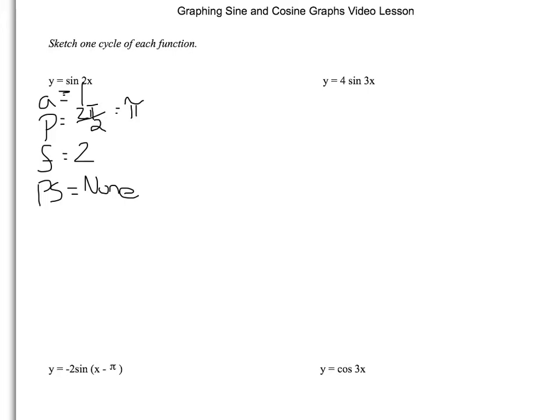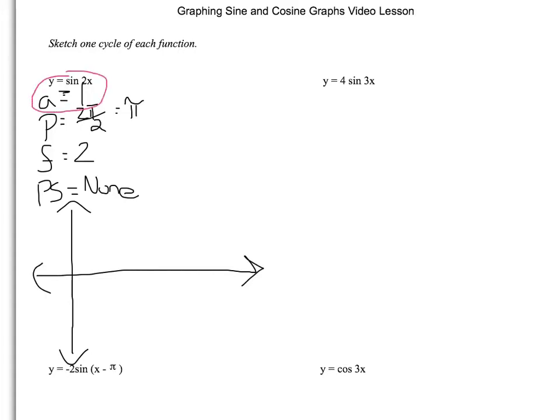From here I'm going to set up my graph. I'll try to fit it right here. The amplitude tells you how high and low you need to get on your y-axis. So I need to get up to 1 and down to -1. The period tells you what you need to get up to on the x-axis. So I need to get up to pi.